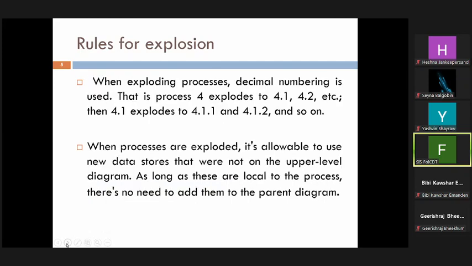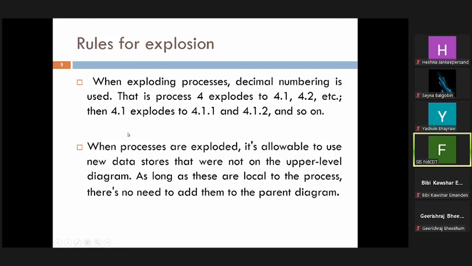When exploding processes, decimal numbering is used, like I told you. It should be 4.1, 4.2, 4.3. Now, if you decide to explode 4.1, it should be 4.1.1, so that you can relate these sub-processes to the higher level process, eventually to the process that you mentioned in the first level diagram.